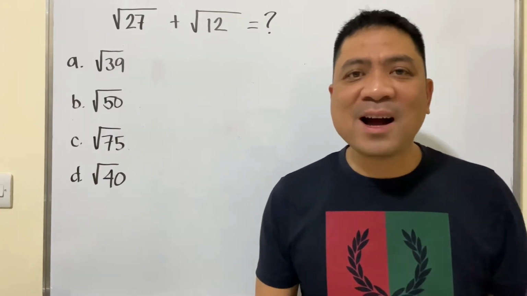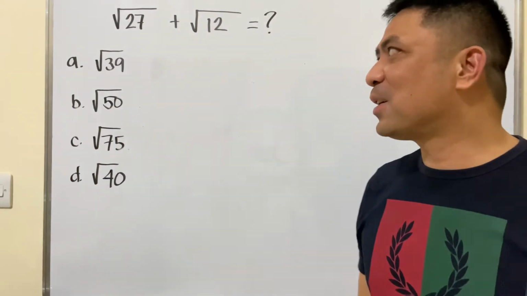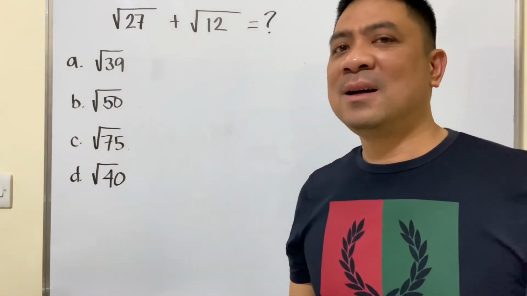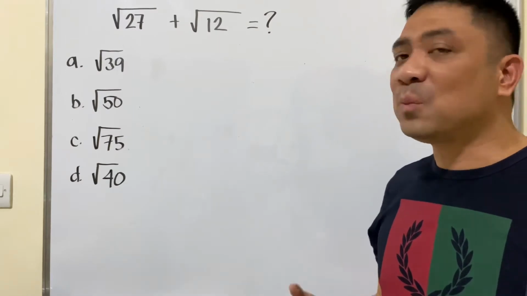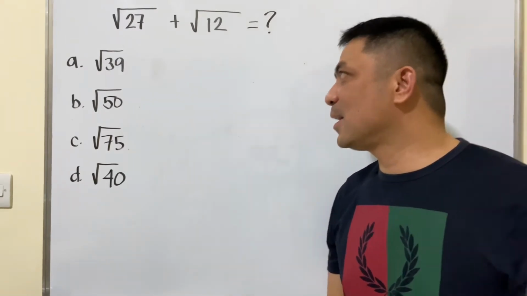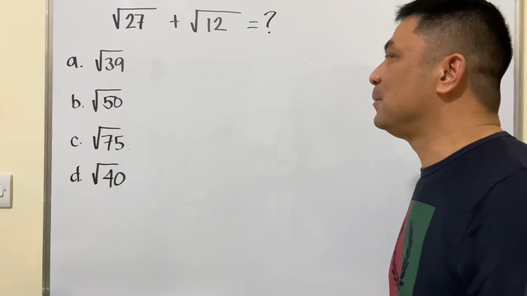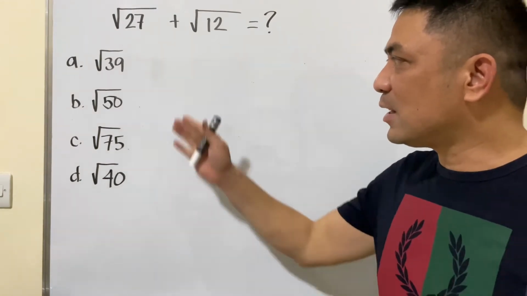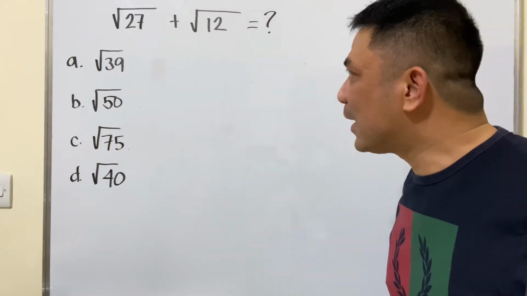So today will be our very first episode for 2022, and I just want to start the year with this simple expression, or a math problem, that we need to simplify. It says here, what will be the square root of 27 plus the square root of 12 equal to? The choices are presented in radical form. So let's try to solve this one.